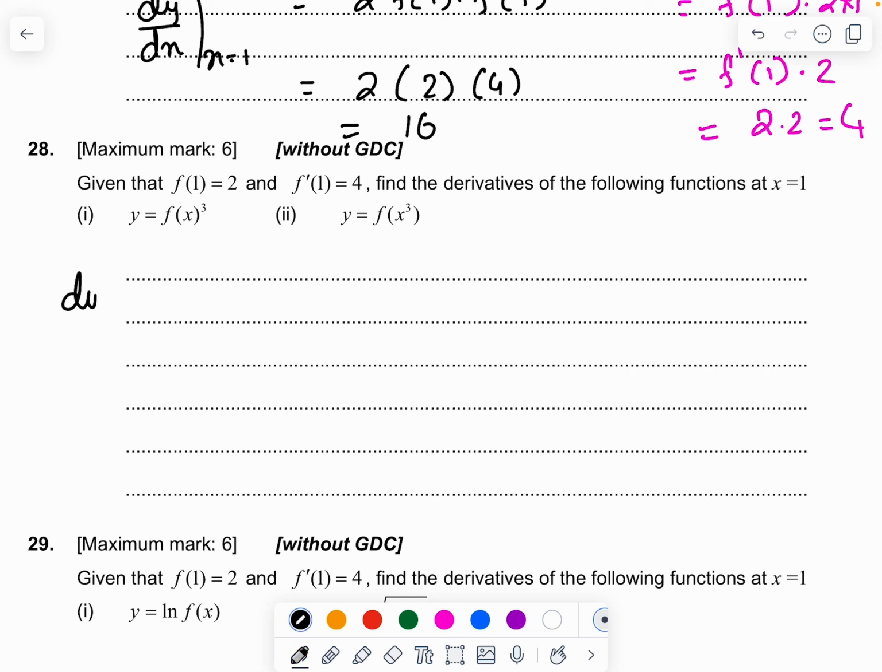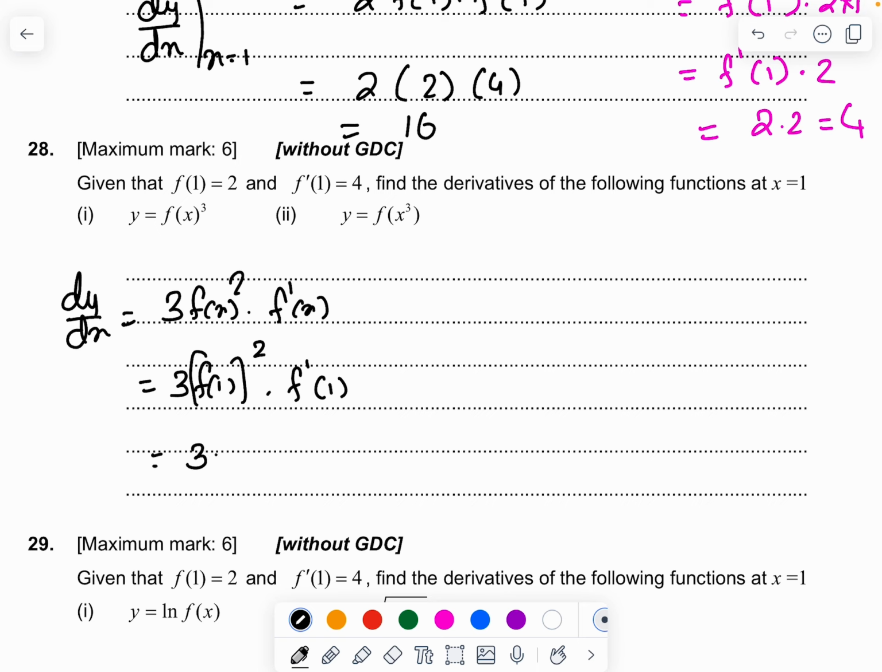So dy by dx will become 3 f of x whole square times f prime x. So 3 f of 1 whole square times f prime of 1. So what does it become? 3 times 2 square times 4, which is going to be nothing but how much? 48.